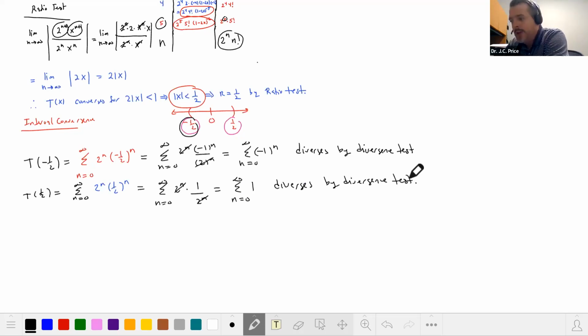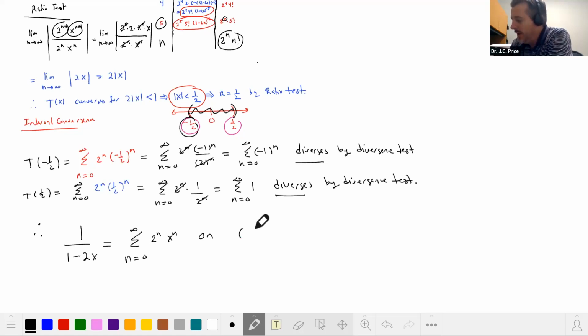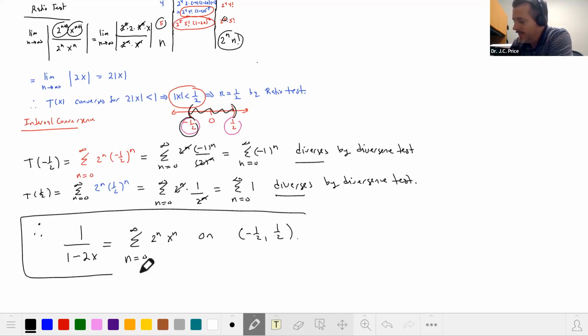Perfect. So now what do we know? So therefore, that original function we had, 1 over 1 minus 2x, is actually equal to this series, the sum n equals 0 to infinity, 2 to the n times x to the n, right? On what interval? On this interval right here, and these are still parentheses because you don't include those endpoints because they diverge at those two endpoints. So on -1/2 to 1/2. So that's our interval of convergence. And that function y should be equal to that power series on that interval.